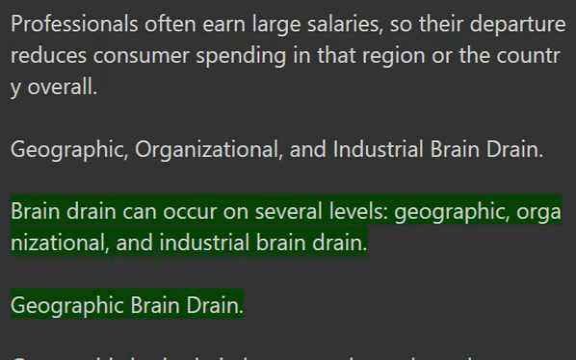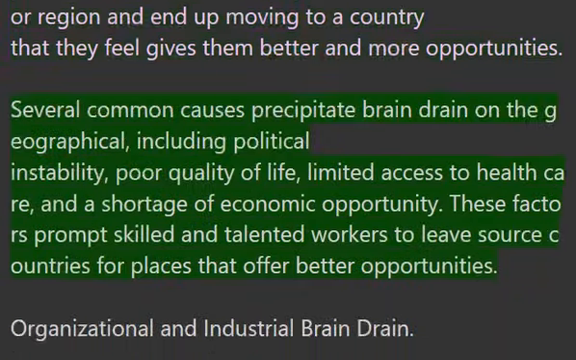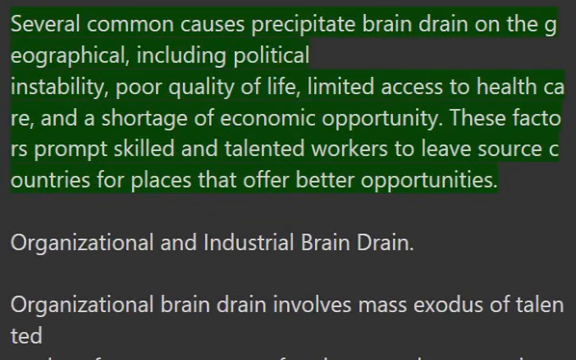Geographic brain drain. Geographic brain drain happens when talented professionals flee one country or region and end up moving to a country that they feel gives them better and more opportunities. Several common causes precipitate brain drain on the geographical level, including political instability, poor quality of life, limited access to healthcare, and a shortage of economic opportunity. These factors prompt skilled and talented workers to leave source countries for places that offer better opportunities.